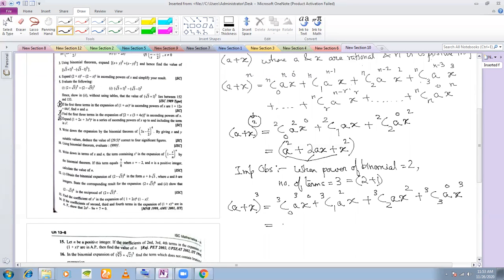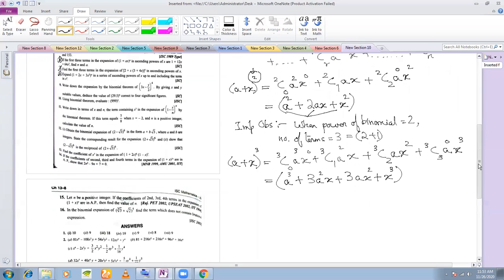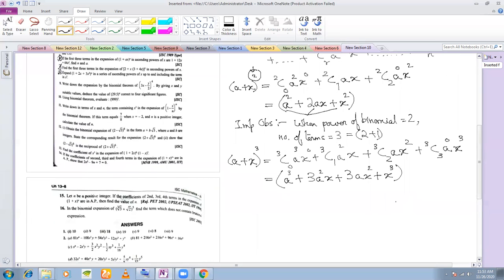So this now becomes 3c0 is 1, x to the power of 0 is 1. This simply becomes a cube. 3c1 is 3, a square x. 3c2 is the same as 3c1, which is 3, a x square. And 3c3 is 1, a to the power of 0 is 1. So this is my expansion of (a plus x) whole cube.